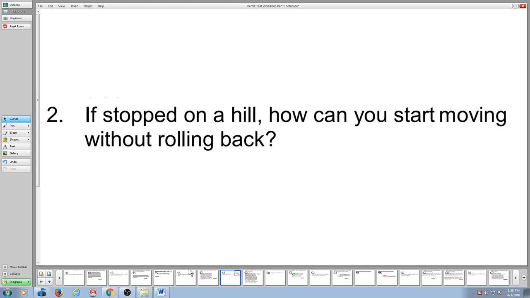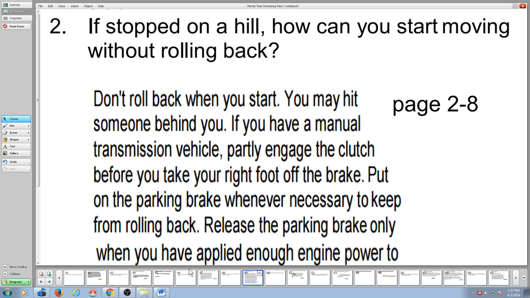Well, but here's the thing. Are we talking about a manual or automatic? How can we tell? How do we know? And this is exactly what my problem is with the test. You don't have the full situation. You don't really know what the exact answer is going to be. But what they're going to say is, don't roll back when you start. Well, that's obviously. You may hit someone behind you.